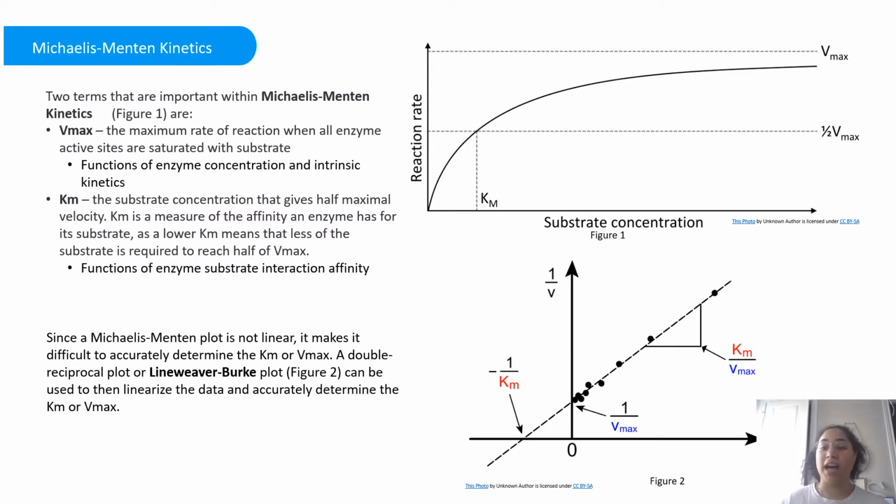However, we can't find the Vmax and Km values directly from the Michaelis-Menten kinetics plot, so we use a Lineweaver-Burk plot, which uses linear data to accurately determine Km and Vmax by inverting the values.